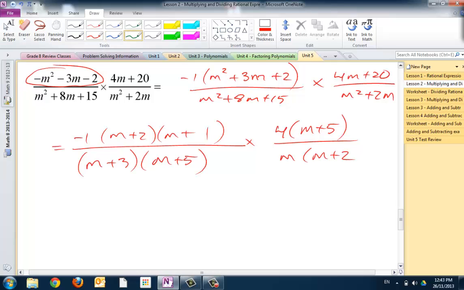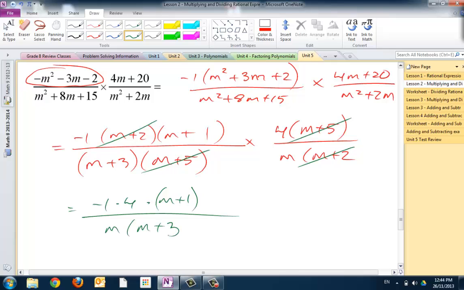Now, let's do some canceling. That goes, that goes, that goes, and that goes. And that leaves me with negative 1 times 4 times m plus 1 all over m times m plus 3. So ultimately that's negative 4 onto m plus 1. And, oops, I should have a bracket there. I'm going to leave that in its factored form. And that would be our final answer.